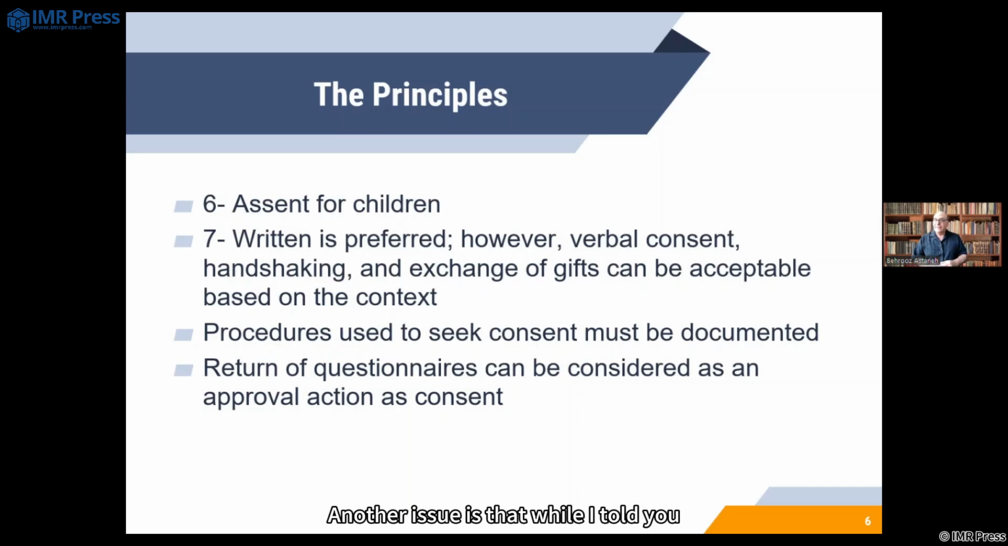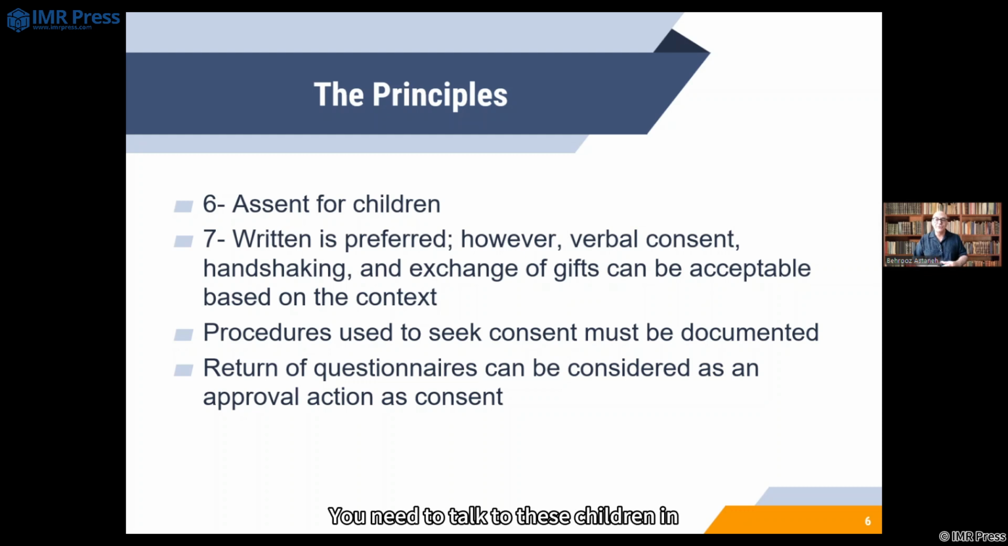Another issue is that while I told you that you need informed consent from the parents or guardians of children, if these children are in an age that they can understand the aims, the risk, and the benefits of participating in your study, if these aims, risks, and benefits are explained to them in a language that they can understand, then you need the assent from these children as well. So, in addition to informed consent, you need the assent.